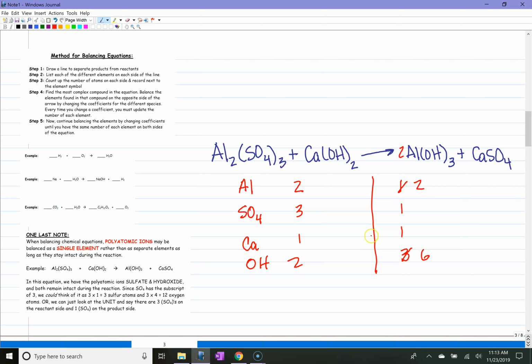Now, I need to balance out the sulfate. I need 3 on the product side. So I'm going to put a coefficient of 3 in front of calcium sulfate, which now gives me 3 calciums and 3 sulfates. Now I can come over and balance out calcium and hydroxide because they're in the same compound. I can put a 3 as a coefficient in front of calcium hydroxide, giving me 3 and 6. And now everything would be balanced in the reaction.